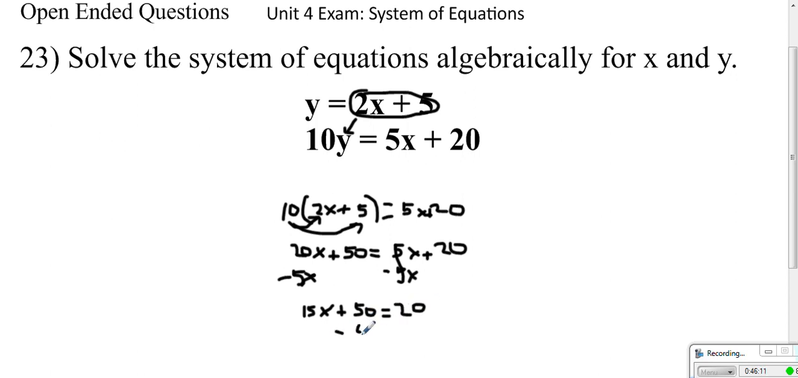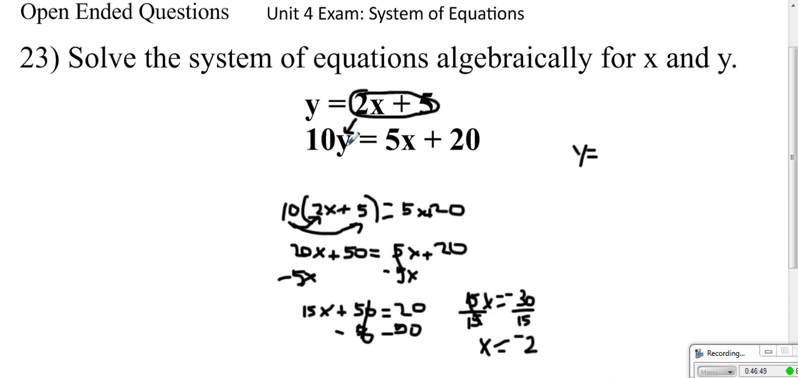You minus 50 on both sides. So you get 15x equals negative 30. Divide by 15. Divide by 15. Oh, yeah, it's long. X equals negative 2. So you got the x. Yay.